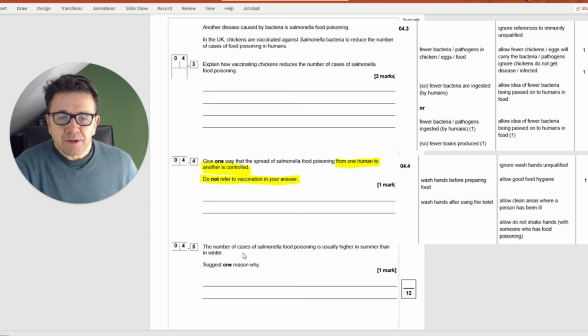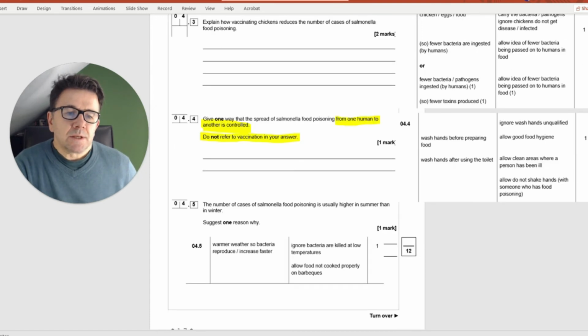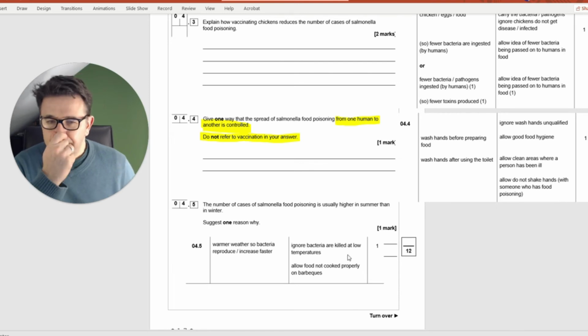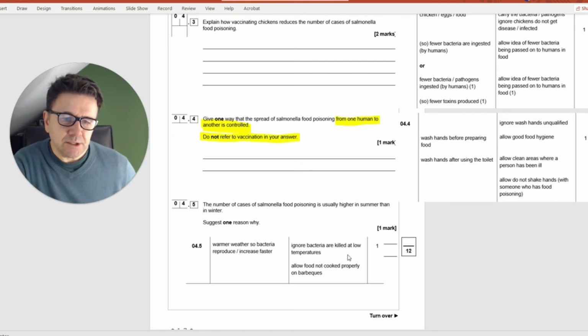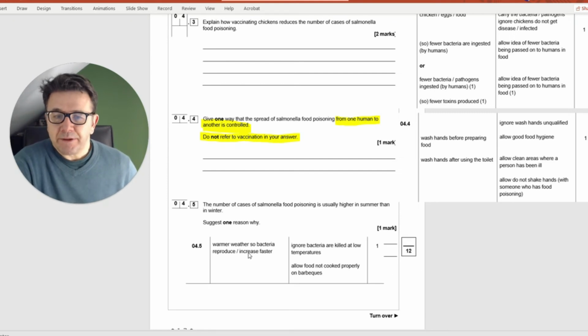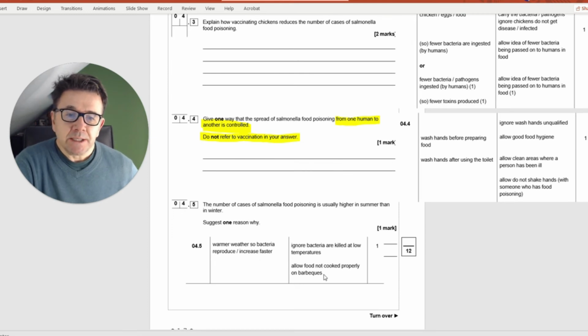Right, 4.5, the number of cases of salmonella food poisoning is usually higher in summer than in winter. Suggest one reason why. So this question was about summer, not winter. So you're not talking about bacteria in cold conditions, you're talking about bacteria in warmer conditions. So in this case, warmer weather, so the bacteria reproduce or increase faster. Some of you mentioned barbecues, that was fine, saying the food is not cooked properly. There are more barbecues in the summer than the winter.